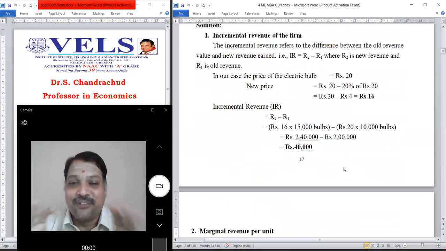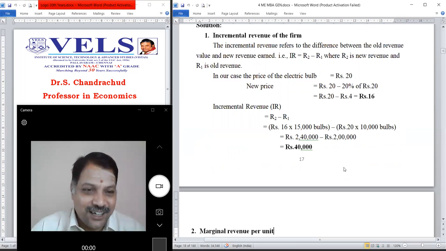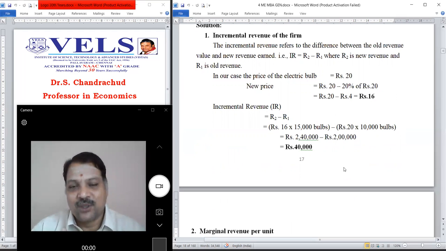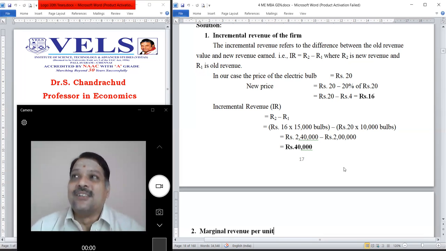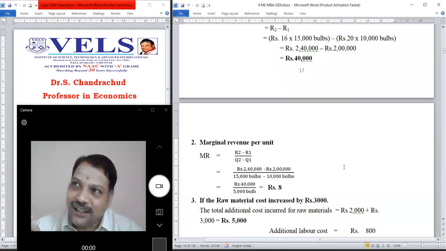Now we calculate the revenue. R2 is 16 rupees into 15,000 bulbs. This is one side, and we have to subtract the old revenue, that is 20 rupees with 10,000 bulbs. So the total value earned at the new price is 2,40,000. That is 16 into 15,000 is 2,40,000. Coming to the old revenue, 20 rupees with the 10,000 bulbs is 2 lakhs. So the incremental revenue is 2,40,000 minus 2 lakhs, which is rupees 40,000. Because the price is reduced by 20% from the actual price of rupees 20, the incremental revenue is rupees 40,000.